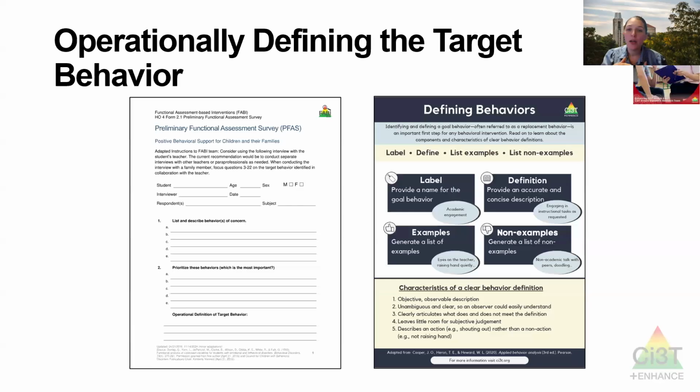So first step, we're going to operationally define the behavior. What you're seeing on the left side of your screen is the teacher interview form or the educator interview form. In that interview, you'll start by generating what are some of the challenging behaviors the student exhibits. And the teacher's going to tell you, these are all the things they do that are really, really challenging right now. And then you'll prioritize that list. And then you're going to keep narrowing it down until you get to 1.